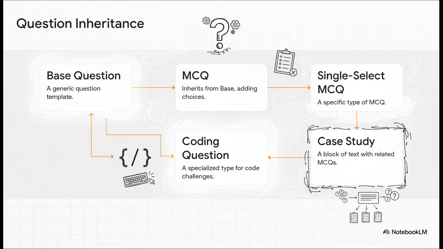So how do we handle all that complexity? Well, we use that same awesome pattern we used for our heroes, inheritance. We start with a generic base question, and then we extend it to create all these specialized types, from simple multiple choice questions all the way to these complex multi-part case studies. This approach keeps our data model super flexible and really easy to add to in the future.